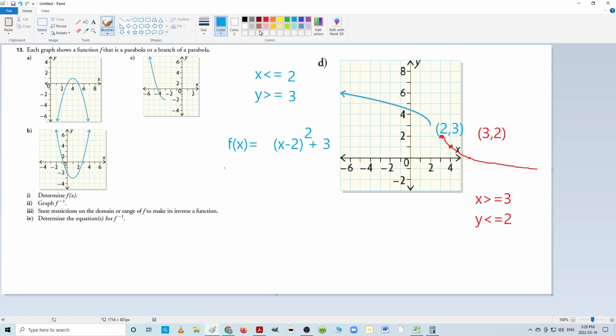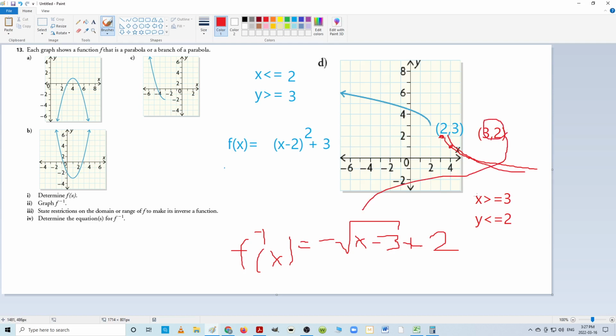Which means the inverse in red is going to be this. F inverse of x is equal to, and we have to keep the downside, so minus the square root of x minus 3, and I gotta make it smaller, x minus 3, plus 2. And that will create, did I get that right? Yeah. You can see there's the vertex in it.